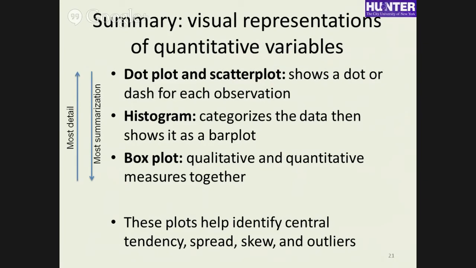So just to wrap up these visual representations of quantitative variables, starting from the most detail was the dot plot and the scatter plot, and then the histogram is doing a certain amount of summarization, and the box plot doing more summarization but also being more quantitative.